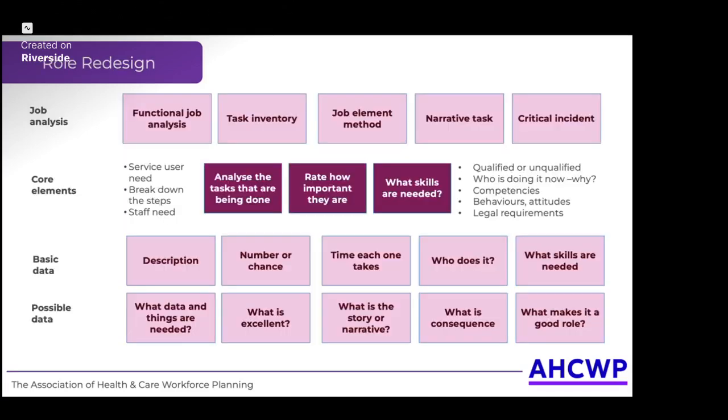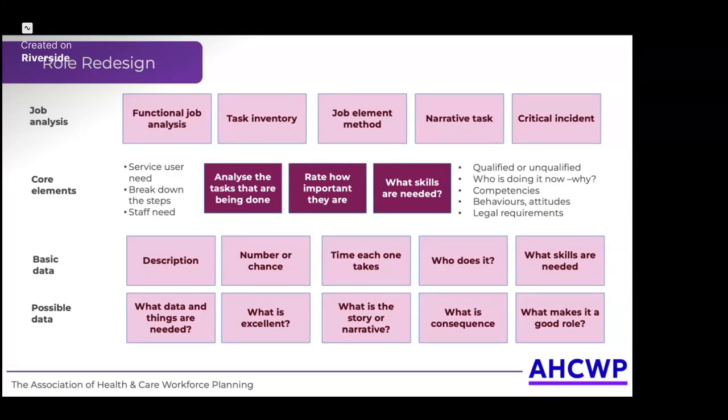Now, role redesign, the way we do things with WRaPT, is taken from looking at multiple different ways that role redesign is done in all aspects of workforce redesign, not just health and social care. We're thinking about how it's done elsewhere. And we looked at 5 specific different areas of job analysis that can be done. One is functional job analysis. One is called task inventory. One is called the job element method. One is called the narrative task, and the other one is called critical incident.